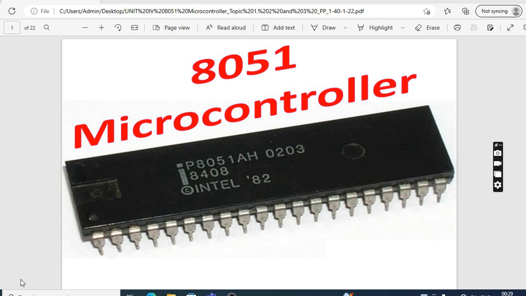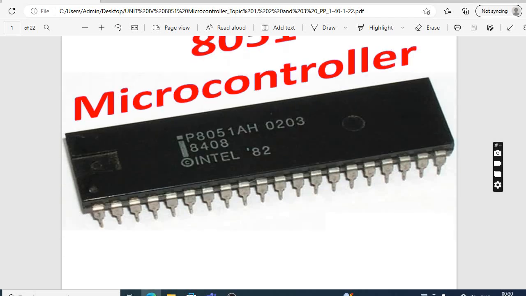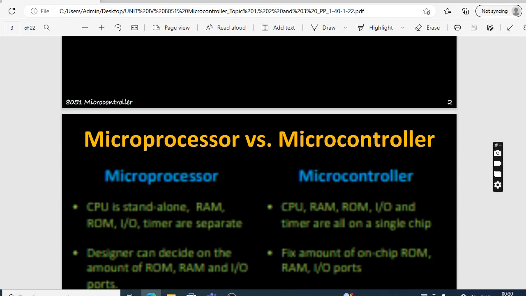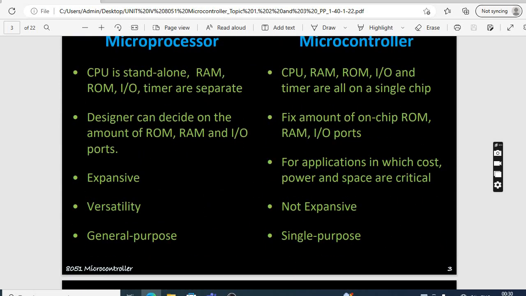Today we are going to discuss the microcontroller. This is also an extended version of your microcomputer system, unlike the microprocessor. So before we start with the 8051 microcontroller, we'll try to find out the basic difference between the processor and the microcontroller. The main difference lies only with respect to the memory.